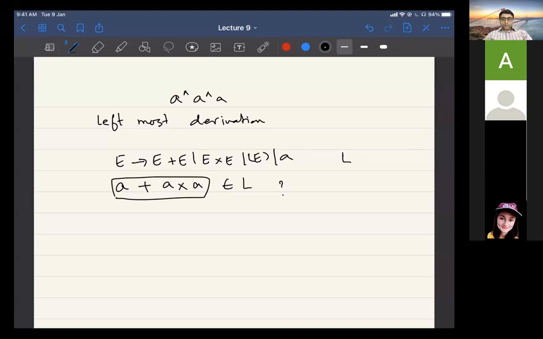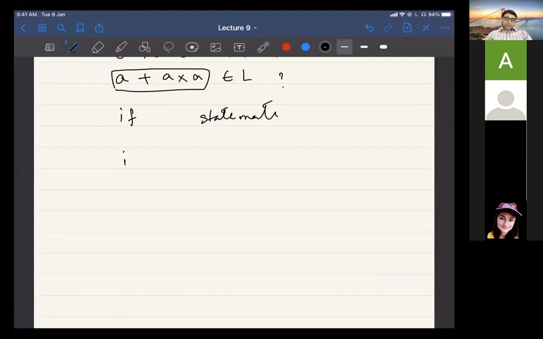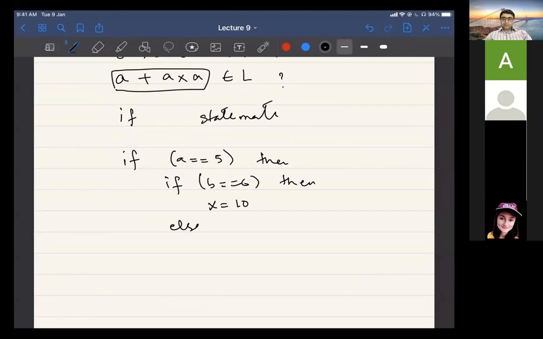So there is a very famous example for the ambiguity in which we have the if statements. For example, if I write something like this, it's a program that says that if A equal to, let's say 5, then if B equal to 6, then x equal to 10, else x equal to 15. So my question is, is this else part of this if or this if?